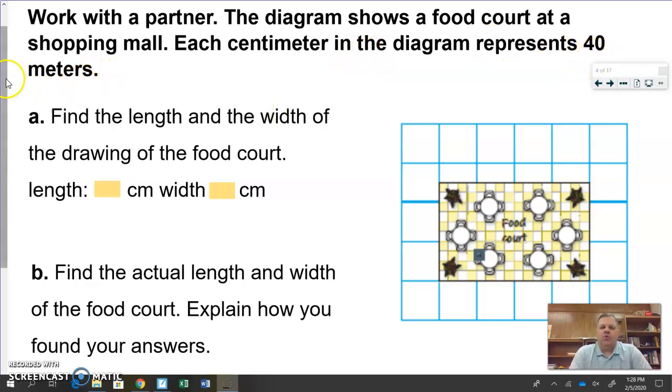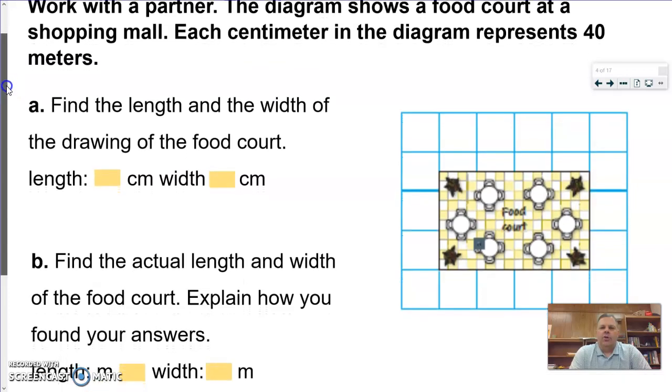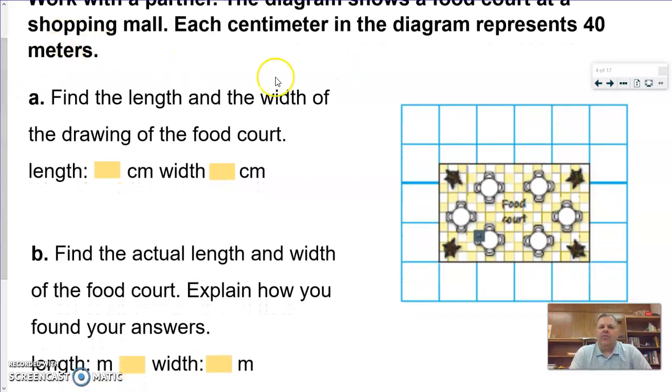So you have 2 chores to do first. First, your job is to find the length and width of the drawing of the food court in centimeters. How long is this here? How wide is that? And then I want you to find the actual length and width of the food court using that each centimeter equals 40 meters. Please pause the video, allow students to work with someone near them, and in about a minute or 2, come back and I'll have the answers.